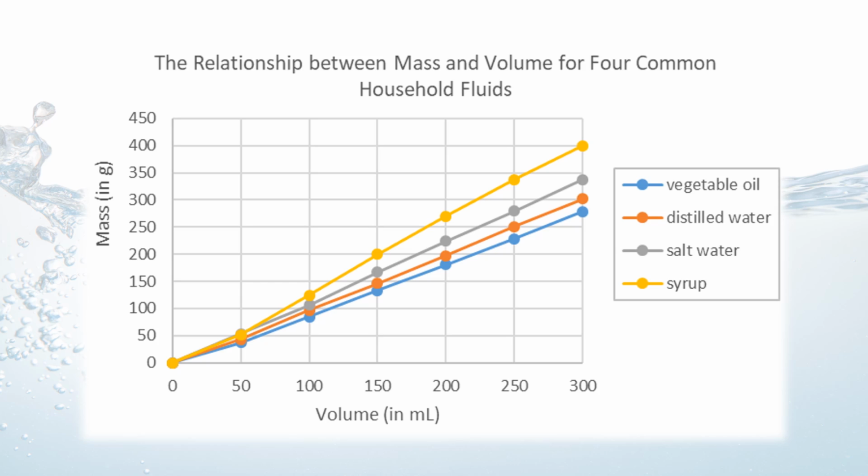In this case, every time we added 50 milliliters of syrup, the mass went up an average of 69.58 grams. But every time we added 50 milliliters of vegetable oil, we only added an average of 48.28 grams of mass. So if we were describing these fluids, we would say that the syrup was denser or had a higher density than the vegetable oil.